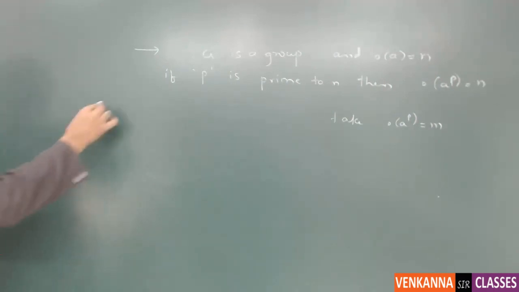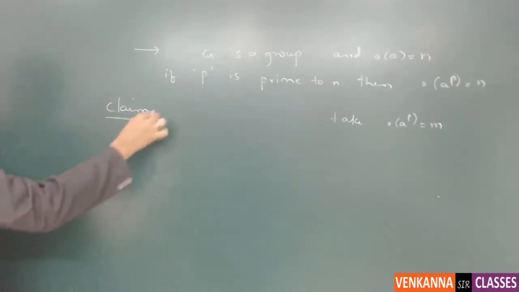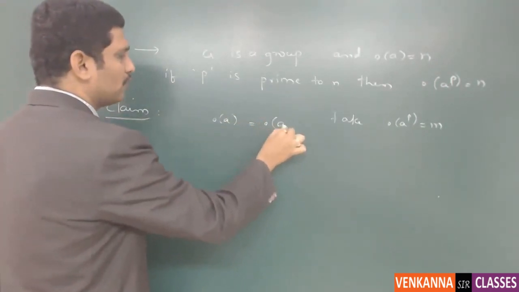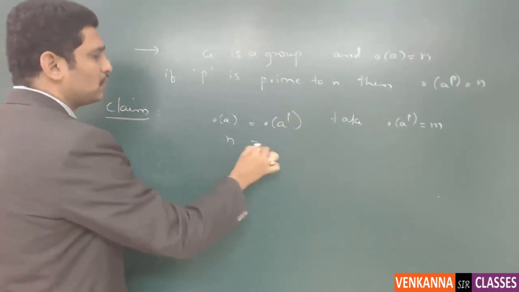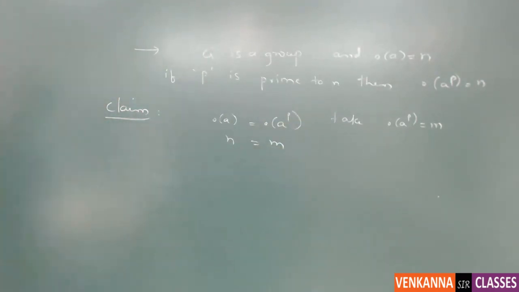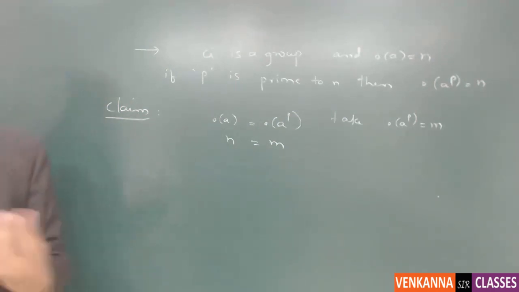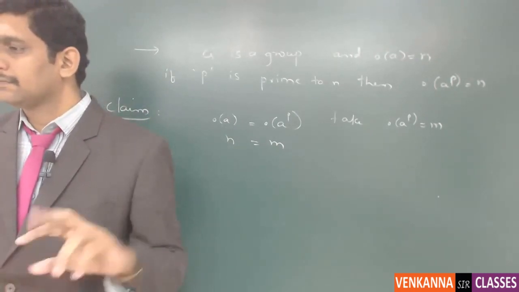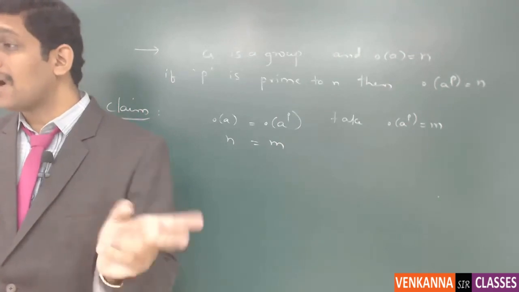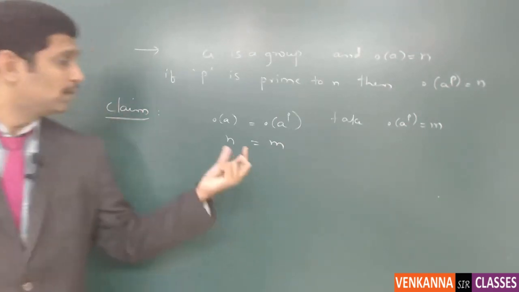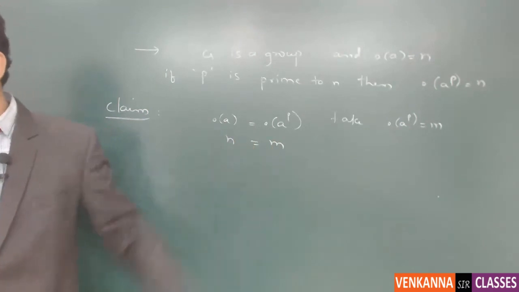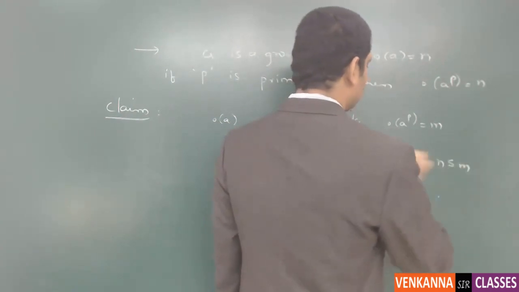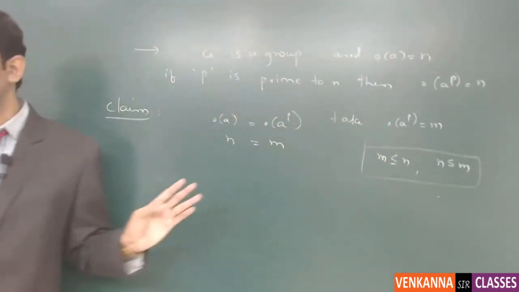Now, as per the problem, our claim is we have to show the order of A is equal to the order of A power P. It is nothing but you have to show n is equal to m. So whenever two numbers are there, how do we show that they are equal? One is less than the other, or one divides the other. So if you want to show n is equal to m, we can prove it by showing m less than or equal to n and n less than or equal to m. By showing this, we can say they are equal.